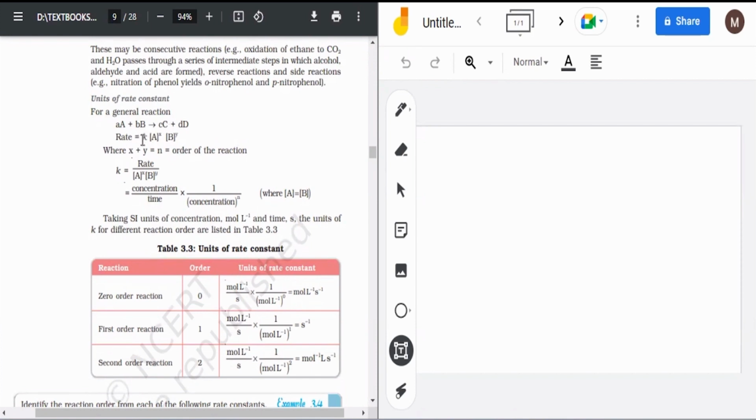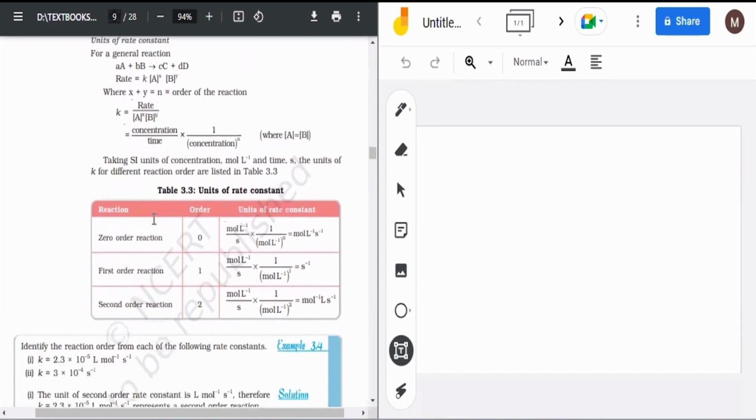So here k is what? k is called the rate constant. And to calculate the value of rate constant, we can easily divide the rate by a^x and b^y, and we can easily get the value of k. So zero order reaction means the order is 0, first means 1, second order reaction means 2.